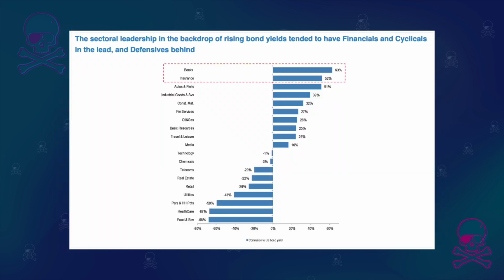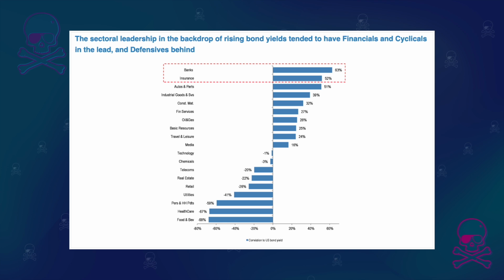Within a reflationary regime, there's an expectation for more cyclical sectors to outperform. We can see in this graph from JP Morgan that during rising rate environments, defensive sectors are often left behind in favor of cyclical sectors. Another way of expressing this trade is by going long value stocks.